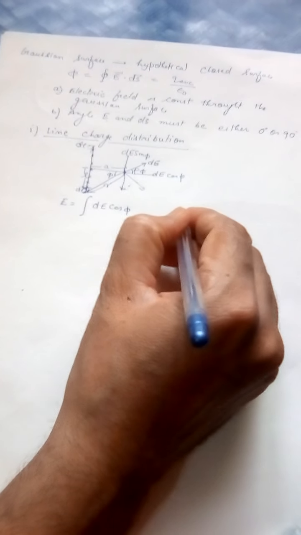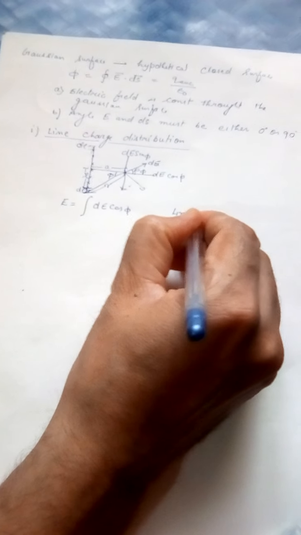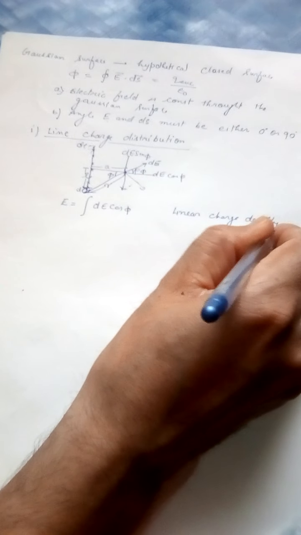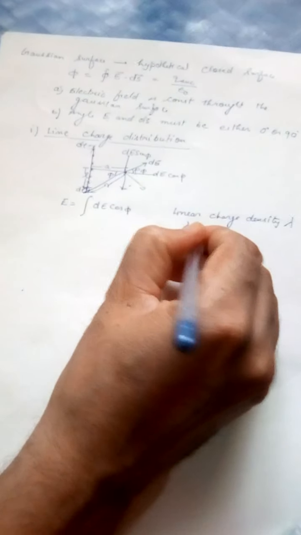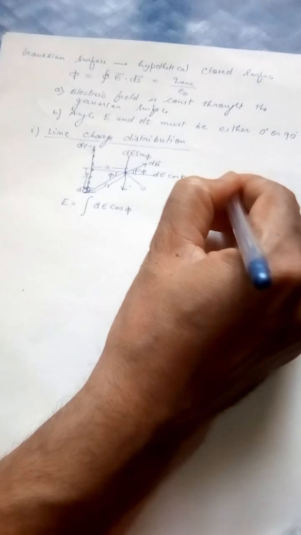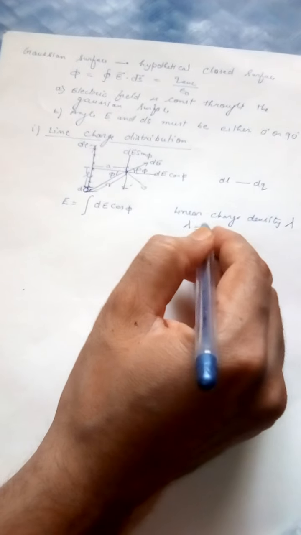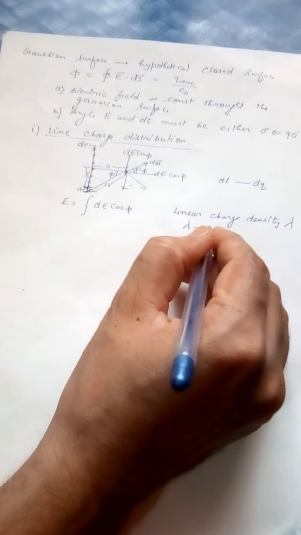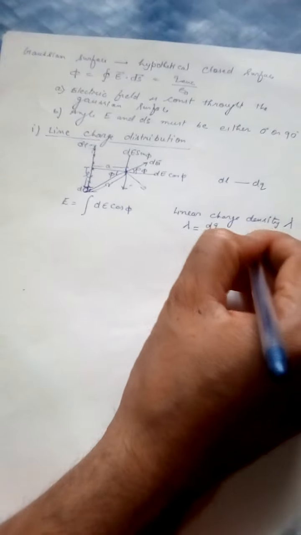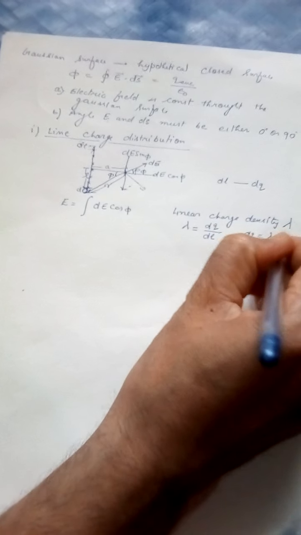If the linear charge density is lambda, we dealt with this in the previous class. So how can we write lambda? Suppose in the dl element the charge is dq. Lambda is charge by length. In the dl element, what is the total charge? dq. And what is the length? dl. So what will be the formula for dq? dq equals lambda dl, equation 1.